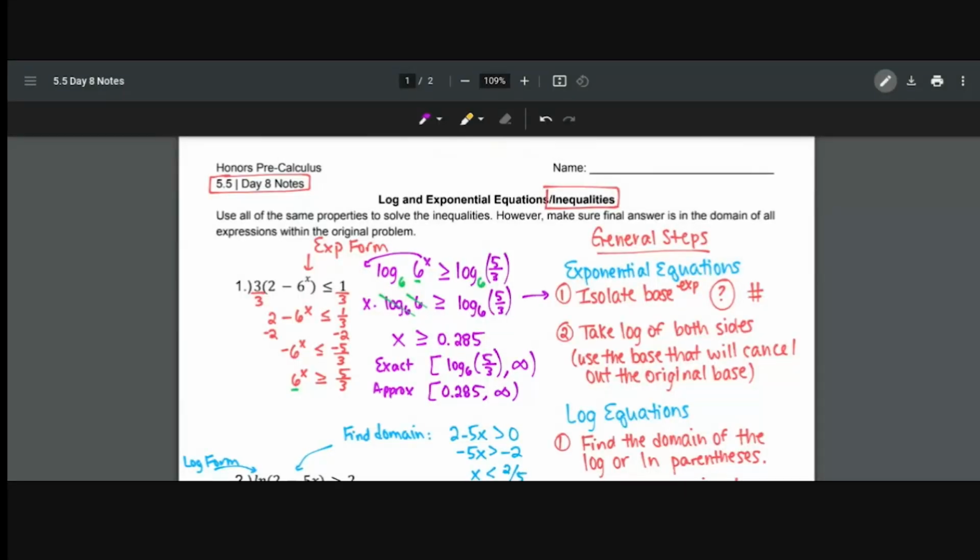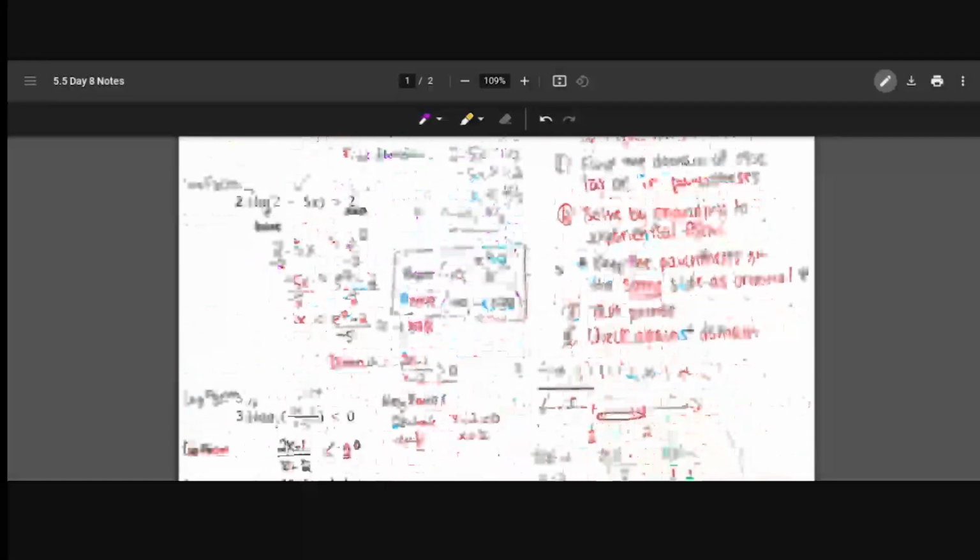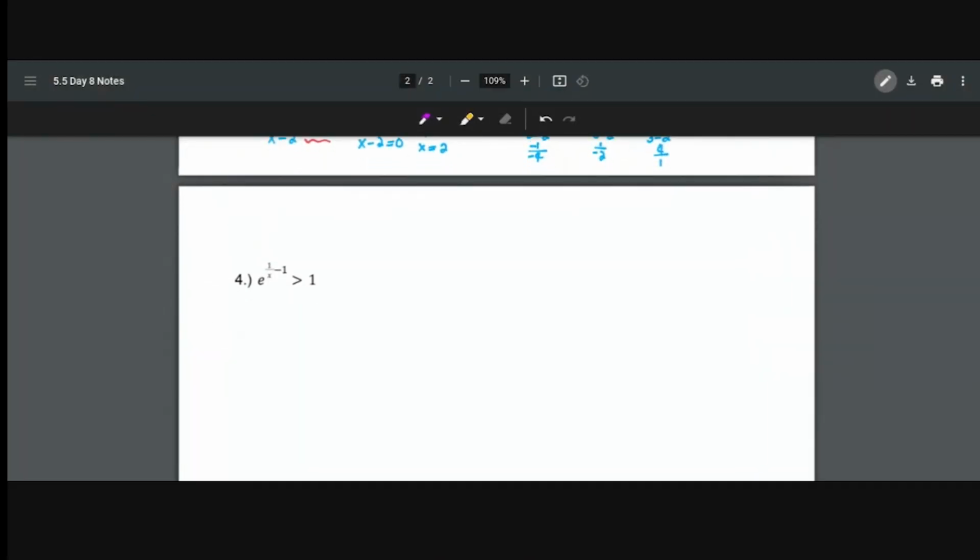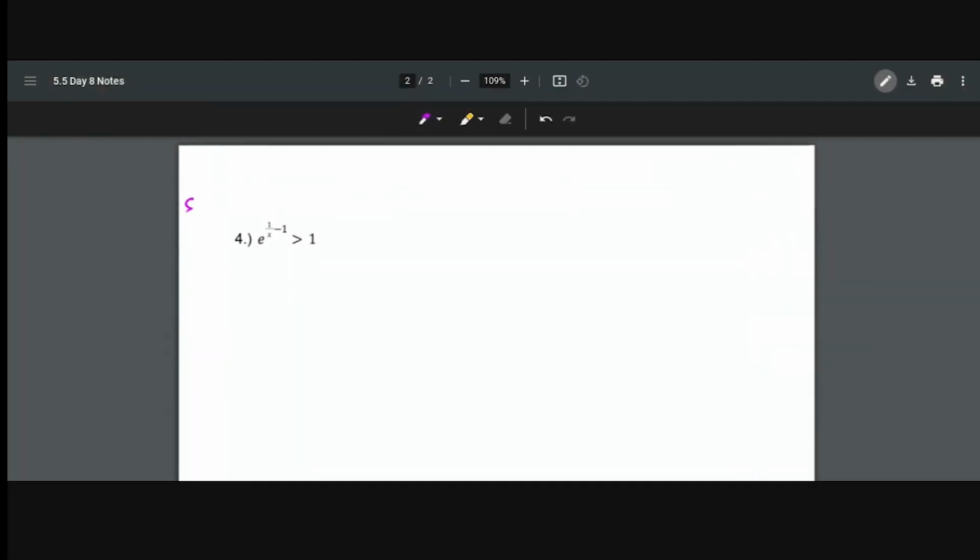All right, so for problem number 4, we're going to follow the general steps that we have up here for exponential equations. So we're going to isolate the base and the exponent, and then we're going to take the log of both sides. So I know this is exponential form to begin with, because this has a base of e. I have an exponent that says 1 over x minus 1, and then my number 1 is just the number. So I need to take the log of both sides.